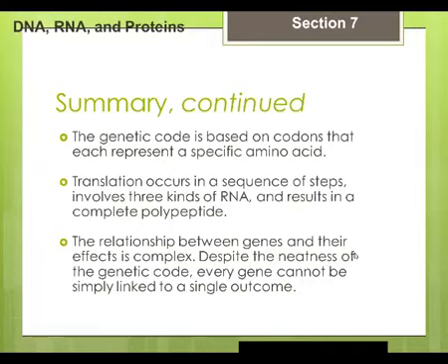The relationship between genes and their effects is complex. Despite the neatness of the genetic code, every gene cannot be simply linked to a single outcome. So it's important to realize that yes, this process is very neat. Yes, it is meant to keep things from happening inside of your genetic code as far as mistakes go, but it is not flawless. There are mistakes that can occur, and in that case we have to have these built-in barriers that either destroy the cell that has had incorrect copies made, or there has to be some other way to go back and fix the mistake within the genetic code. And so our body does have some built-in mechanisms for helping that to occur.